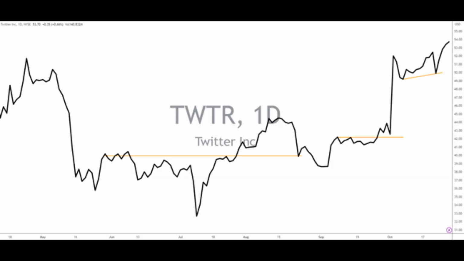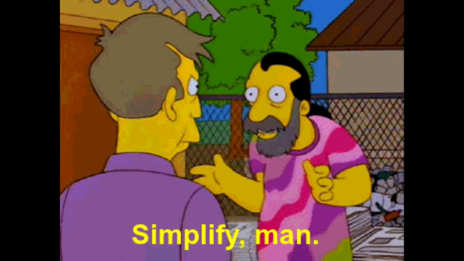Once you have an understanding of that, then you've got to think, am I going to use line charts, bar charts, candlestick charts, Heikin Ashi? But for the most part, bar charts, candlestick charts, they're the ones that people generally use.